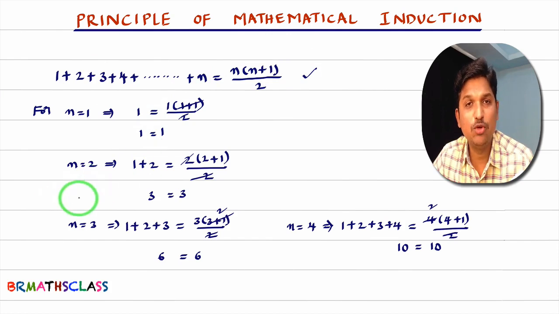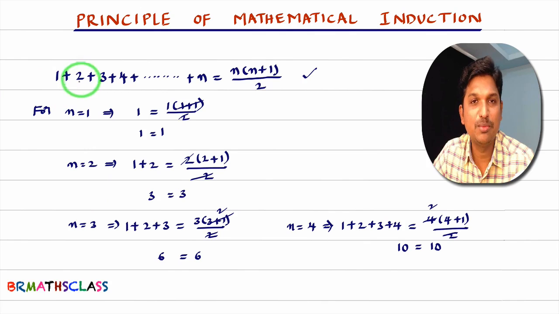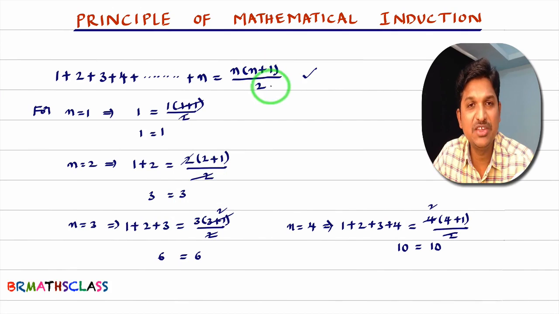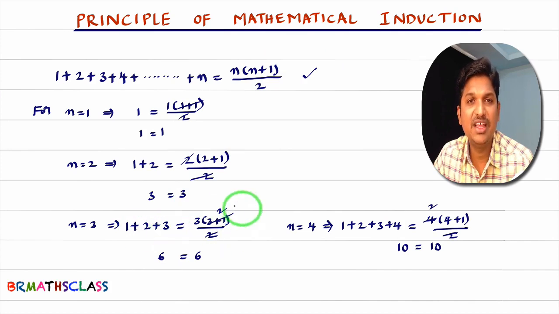Next, I'll take n equal to 2. n equal to 2 means sum of 2 terms, 1 plus 2. What is 1 plus 2? In the right hand side also, in place of n, I kept 2. What happened? I got 3 equal to 3. That means this statement is true for n equal to 2. n equal to 3 means sum of the first 3 terms. You can observe here, I wrote 1 plus 2 plus 3 on the left hand side, and in the right hand side, in place of n, I wrote 3. Then you see what I got? I got 6 equal to 6.